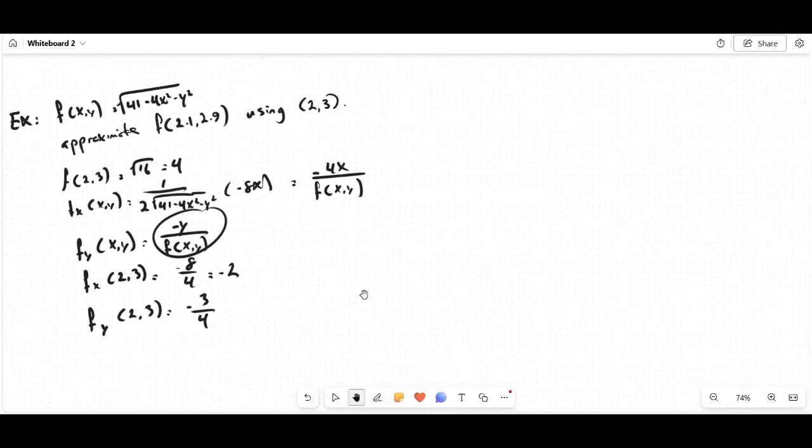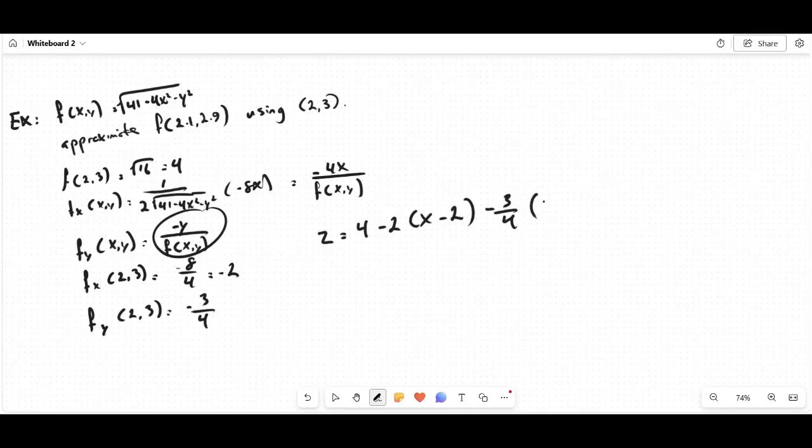I'm almost done with the first part. So z equals the starting value, plus I want a slope of -2 in the x direction as x deviates from the point 2, and I want a slope of -3/4 in the y direction as y deviates from the point 3. And that there is our tangent plane.